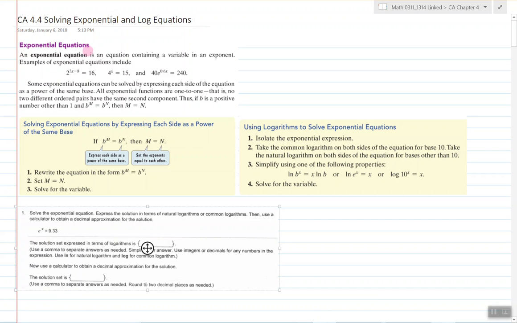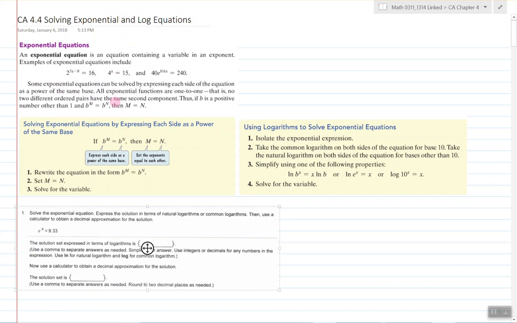An exponential equation is an equation containing a variable in the exponent. So here is an example of an exponential equation. Here is an example. Here is an example. In this one, the base is 2. Here it's 4. Here it is 40. Some exponential equations can be solved by expressing each side of the equation as a power of the same base.